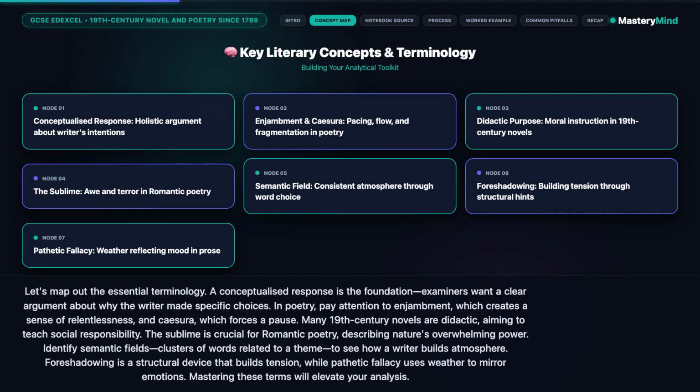Identify semantic fields, clusters of words related to a theme, to see how a writer builds atmosphere. Foreshadowing is a structural device that builds tension, while pathetic fallacy uses weather to mirror emotions. Mastering these terms will elevate your analysis.